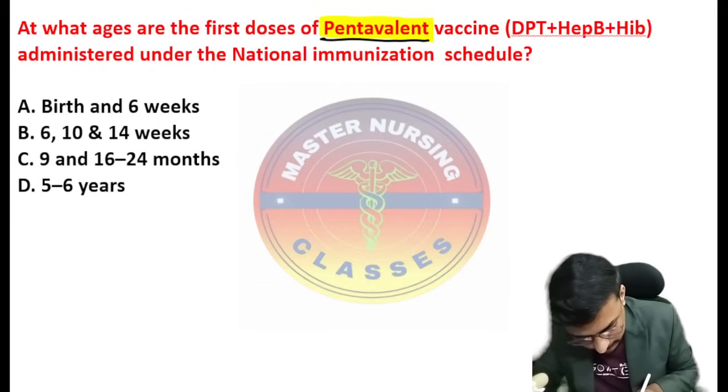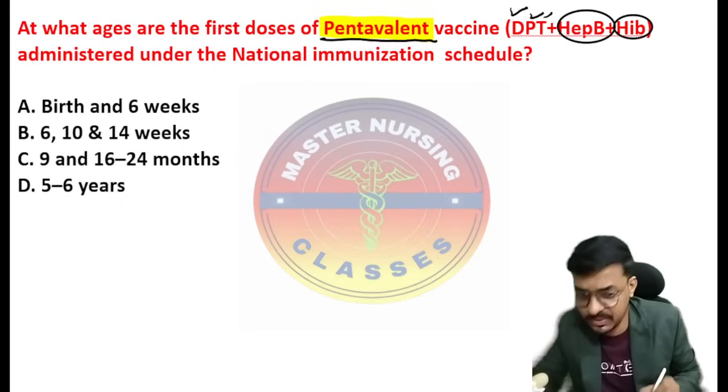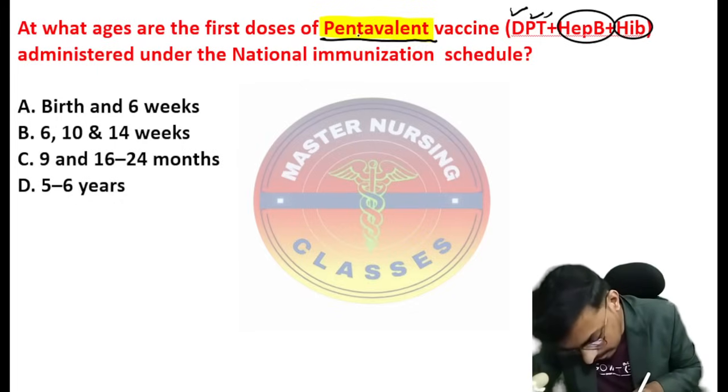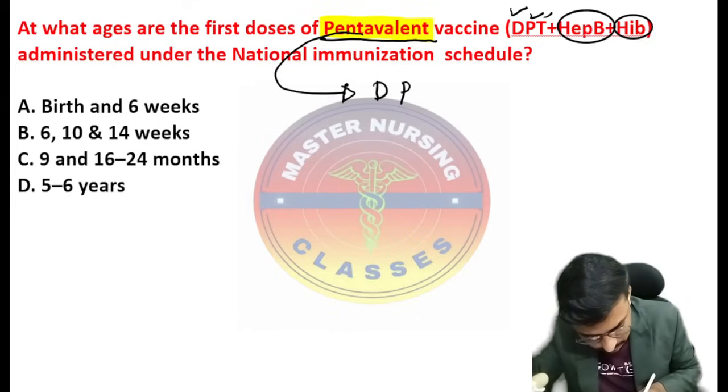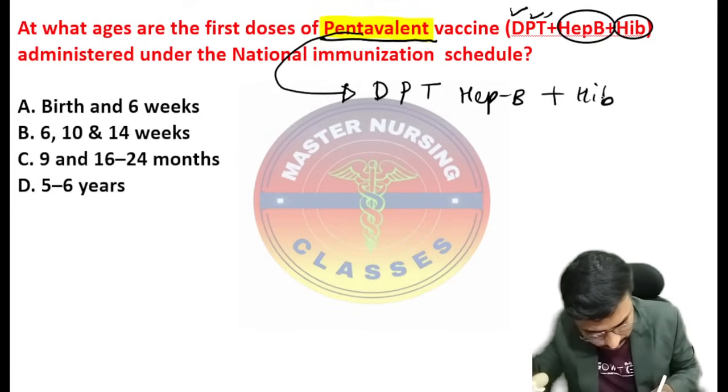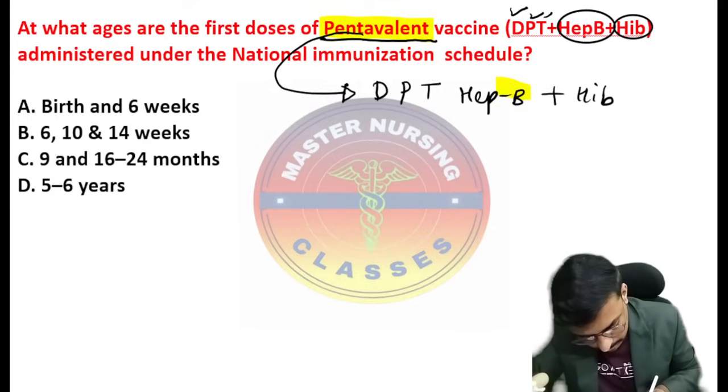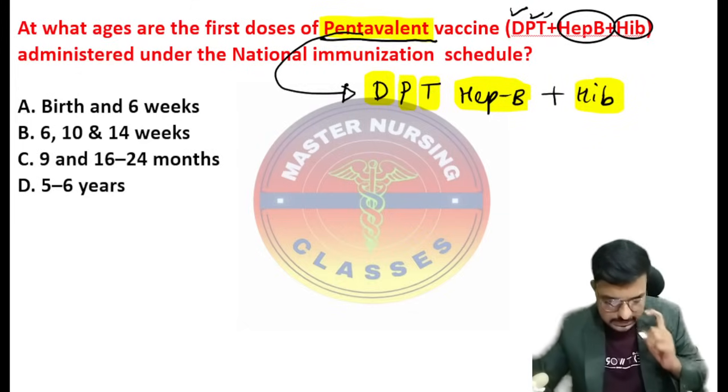Okay, so what are the 5 vaccines we have here? That is the diphtheria, pertussis, tetanus, hepatitis B and the Haemophilus influenzae type B. So these are the total 5 vaccines we have in the pentavalent vaccine. Many times they have asked the composition of the penta in the exam. So don't forget diphtheria, pertussis, tetanus, hepatitis B and Hib. Total 5 diseases it is protecting against.